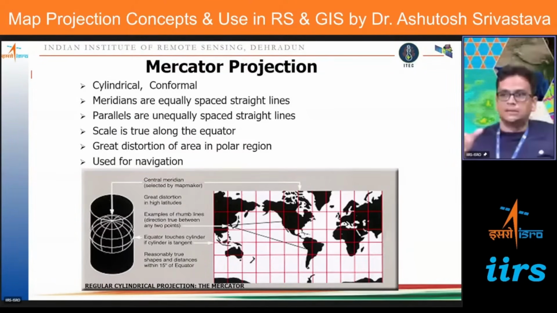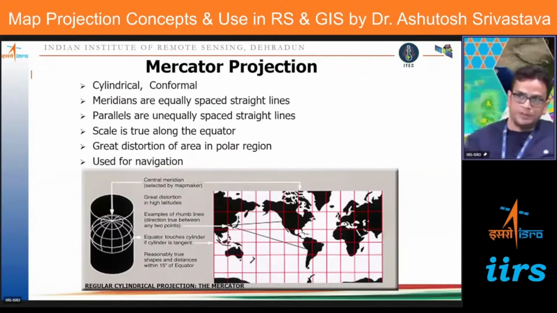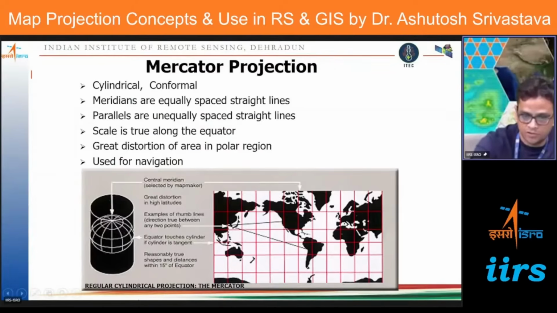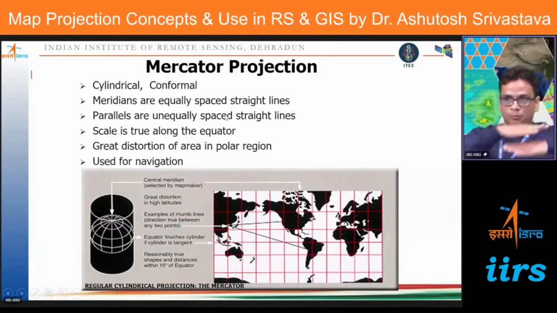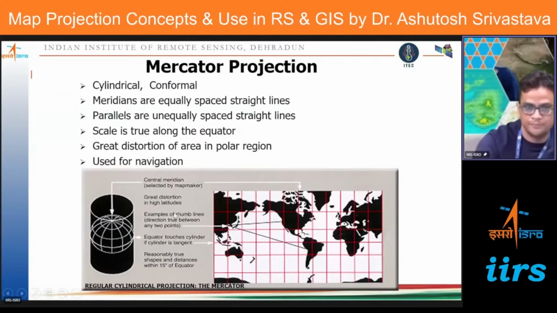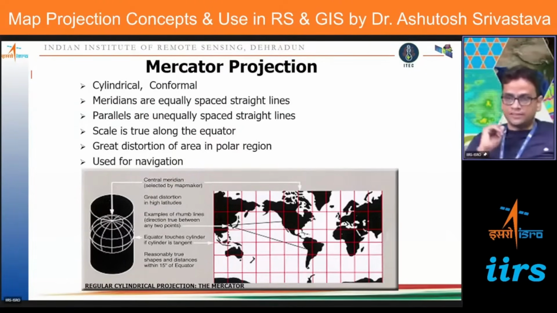Conformal means its shape will be preserved. Meridians are equally spaced straight lines. Meridians are basically longitudes, so these are equally spaced straight lines when you are projecting. You can see in the figure, these are equally spaced straight lines. Parallels, the latitudes, are unequally spaced straight lines. It can also be seen here. Then scale is true along the equator. As I was discussing, when it is a tangent case, what will happen?